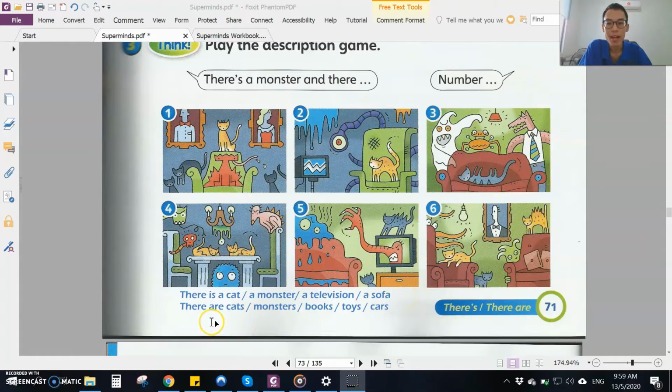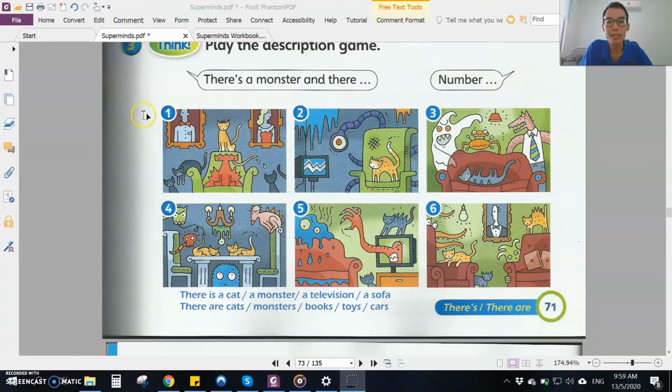When do we use there are? We use there are for more than one. Okay, so there are cats, there are monsters, there are books, there are toys, there are cars. So when you have more than one thing, one person, one object, we use are, there are.